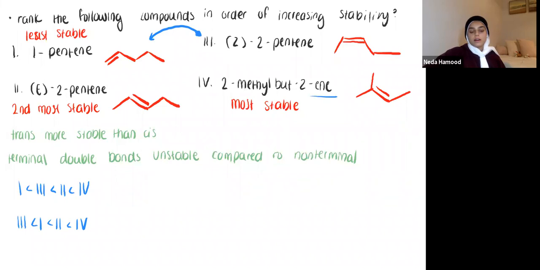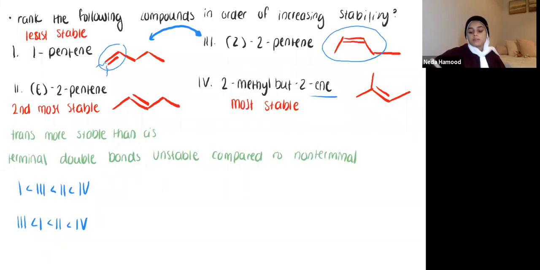But I guess in this case, the terminal double bond is just considered more unstable than having it as cis. The reason this is unstable is because of the steric hindrance, and the reason this one is unstable is because the double bond kind of needs to be held in place by things, and the hydrogens aren't doing a very good job at doing that.